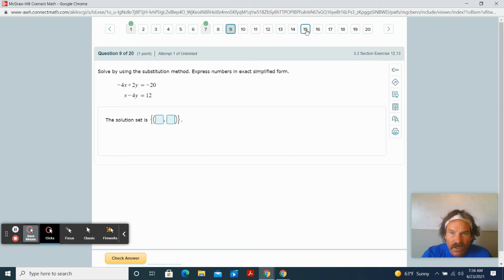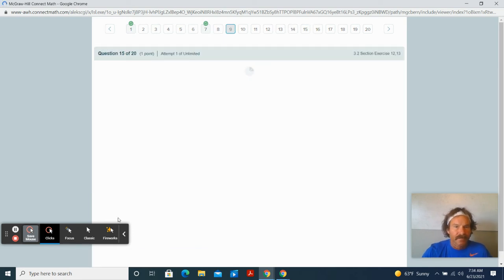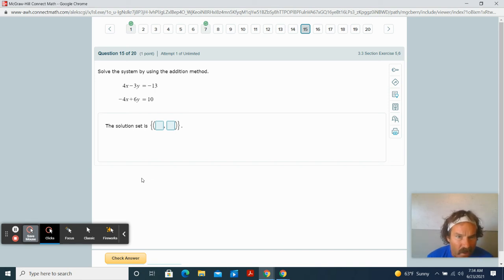Okay, so starting on 15, there's a new method. It's called the addition method. I think you're really going to like the addition method. I think there's a good chance that you're going to love the addition method after you do 7 through 14. After you do those problems, you're going to want to find a different method. Some of them get a little bit tricky with the fractions. The addition method is a pretty slick method here.